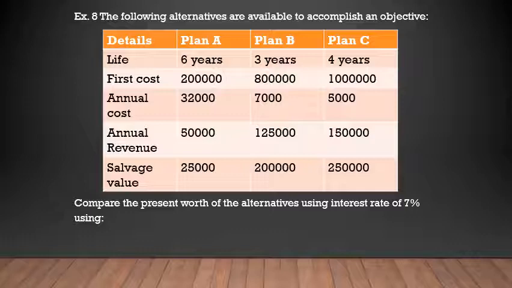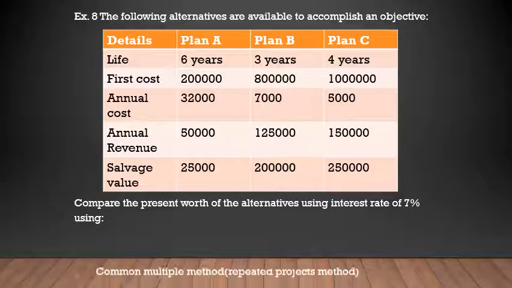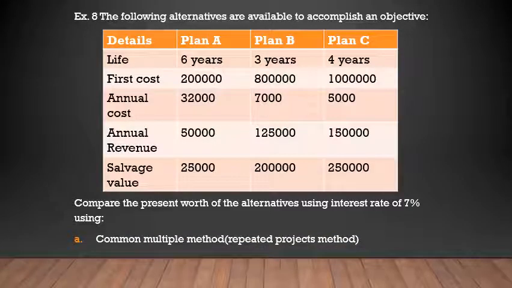In our previous session, we had discussed one example of unequal life. This is the second example. We need to solve this problem using repeated projects method or common multiple method, as well as the study period method for 2 years. Okay. Let us see the solution. The LCM of 3, 4, 6 is 12 years.